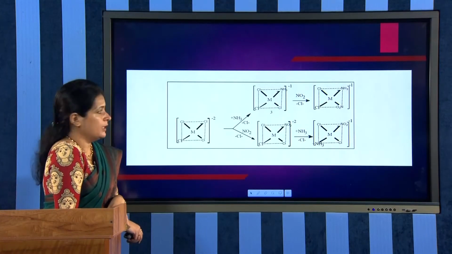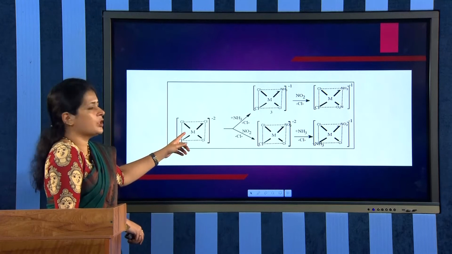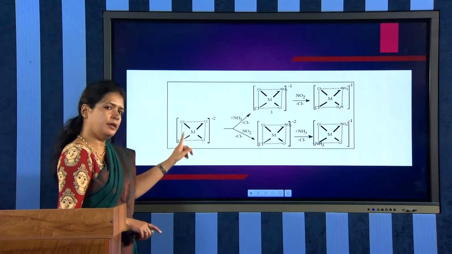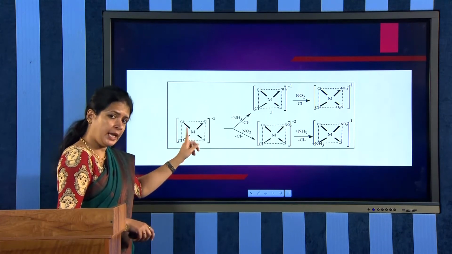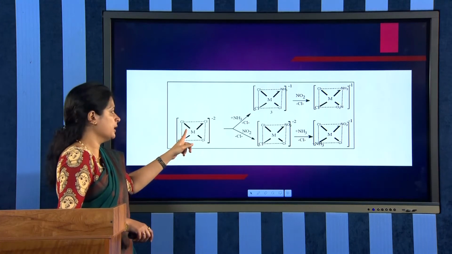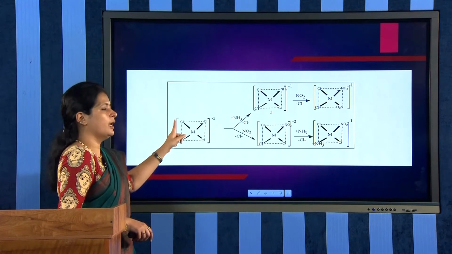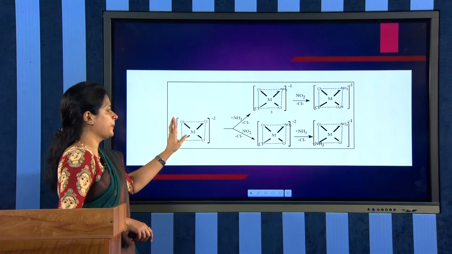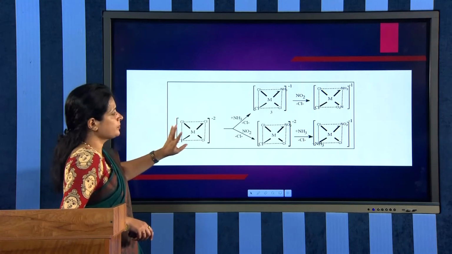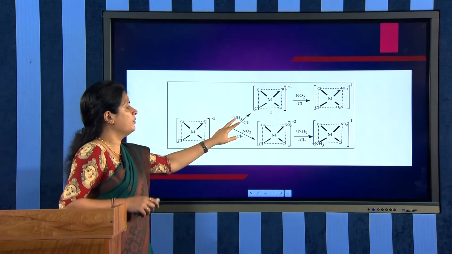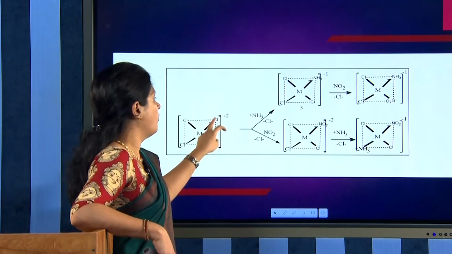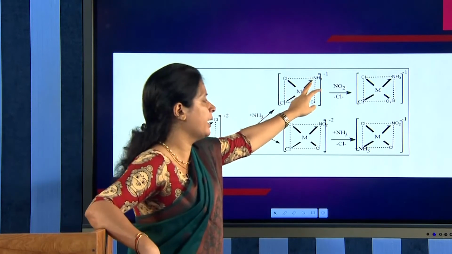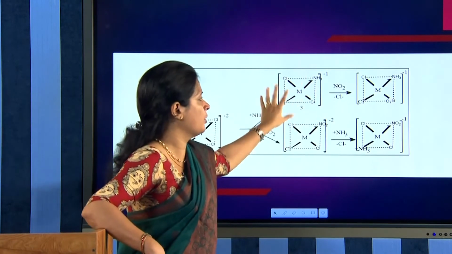And now here is another example. If I take a general case, if I represent the central metal atom as M, I have 4 Cl minus ligands there. It is a square planar complex. In one of the reactions, if I am adding an ammonia ligand, what happens? One Cl minus will be replaced by one ammonia, and I will get the product like this.